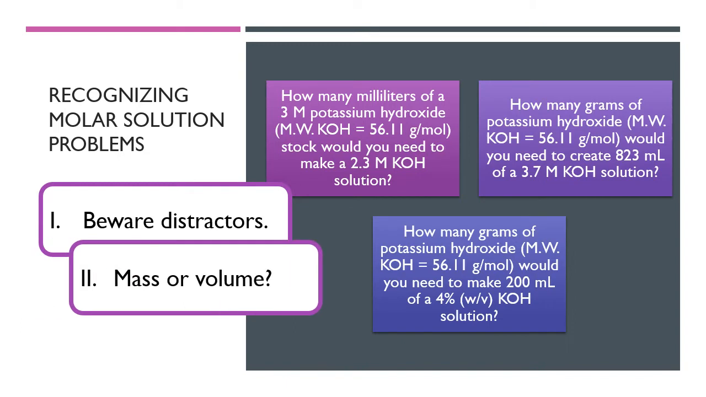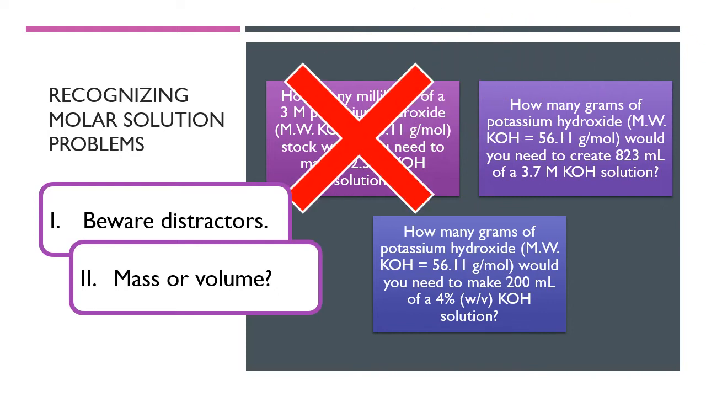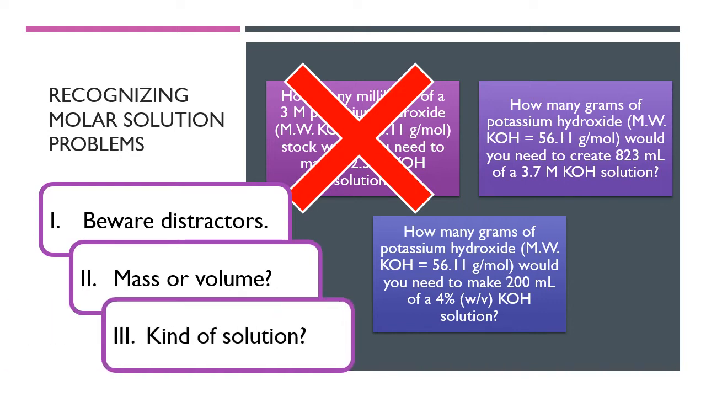So next, ask yourself if the question is asking you to find a volume or a mass. If the question is asking you to find a volume, like the question in the upper left, this is probably a dilution problem and not a molar solution problem. Dilution problems are solved using a different type of calculation. Finally, if the question is asking you to solve for a mass, see if you can tell what kind of solution it is asking about.